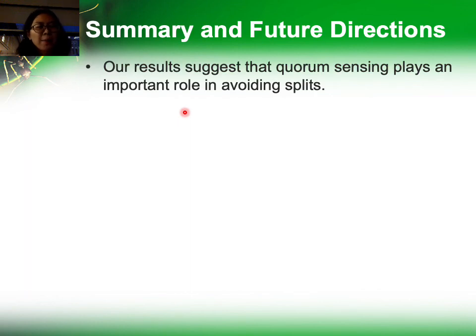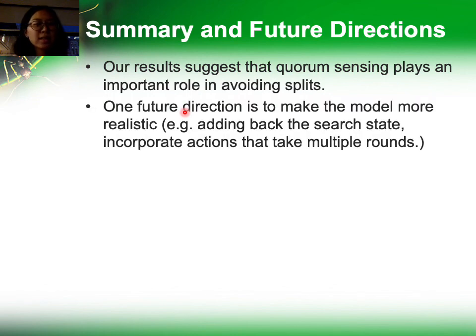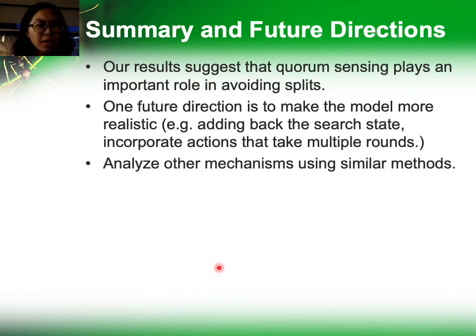To sum up, our results suggest that quorum sensing plays an important role in avoiding splits and reaching consensus. And one important future direction is to make the model more realistic, for example, adding back the surge state, which you can read about in our previous paper, or incorporate actions that take multiple rounds or other timing aspects. Another thing is to analyze other mechanisms using similar methods. Since we provided an example that rigorously analyzes the key mechanism that influences the outcome of the emigration, we hope you continue this work using similar methods.